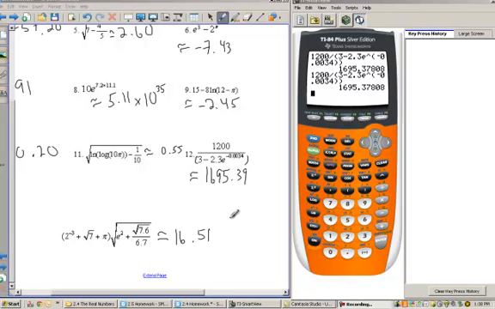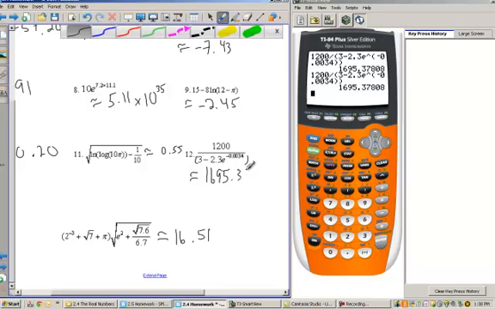Oh, and I just noticed up here, this should have been an 8. So let's change that. So I copied it down wrong. So this should have been 1695.38.